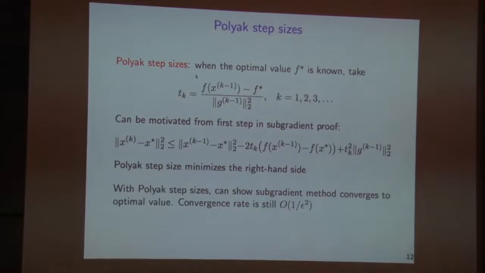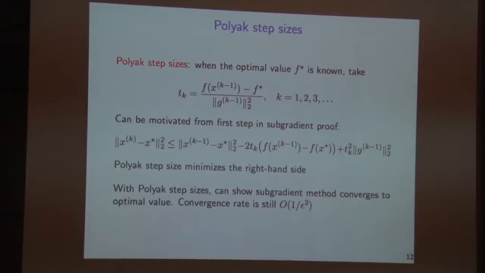This choice of step size is what minimizes the right-hand side, so it makes the bound as tight as possible when f star is known. That's one way to motivate it. Had we done the convergence analysis, we would have made that bound in the first step, and we would have said, what's the step size that makes the right-hand side here, which is bounding the distance that x_k is from optimality, as small as possible. If you just differentiate this with respect to t_k and set it equal to 0, you'd get this expression for t_k.